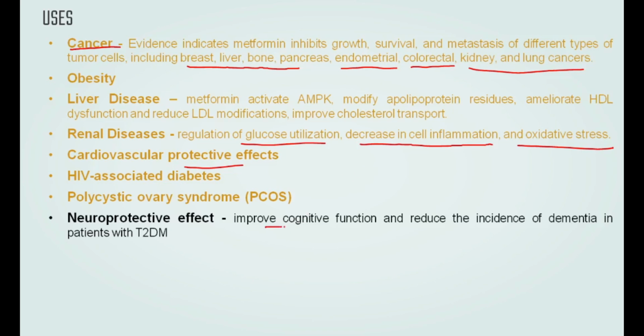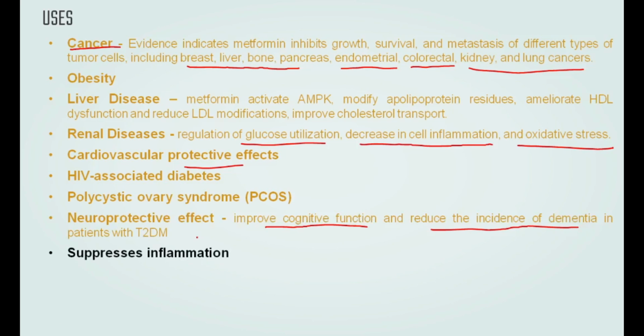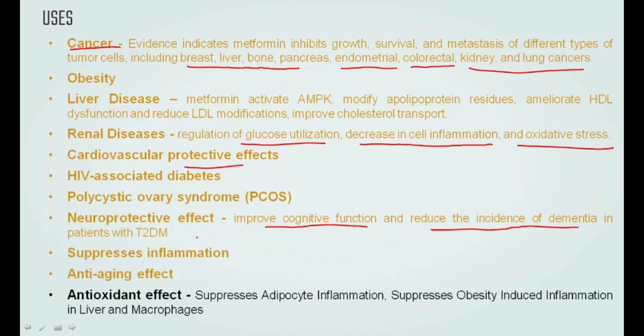Neuroprotective effect, so it is improving the cognitive function, reducing the incidence of dementia in patients with type 2 diabetes mellitus. So it is conferring the neuroprotective effect, suppresses the inflammation. Already we have told that it is very useful to suppress the inflammation. Anti-aging effect, it is also conferring the anti-aging effect and antioxidant effect, so that it is suppressing the obesity induced inflammation in the different organs like liver, macrophage. Then adipocyte inflammation it also reduces. So these are the different effects of the metformin.